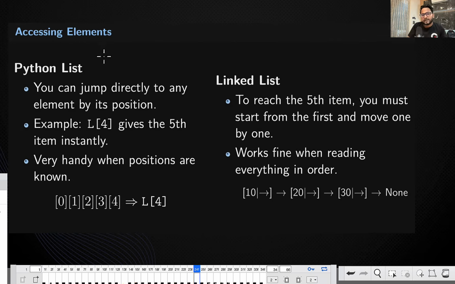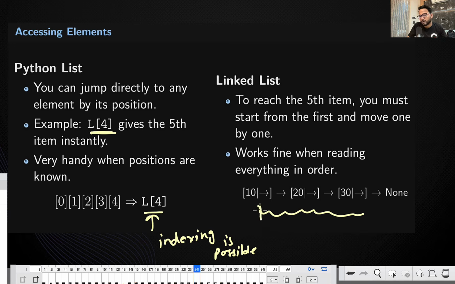If you want to access any element, you can do indexing here. Indexing is possible in a Python list. But obviously indexing is not possible in a linked list. You can't get the fifth element just by indexing; you have to traverse all the way. We will see this later on, but for now you can understand that you have to traverse all the way to get that element. So here indexing is not possible.